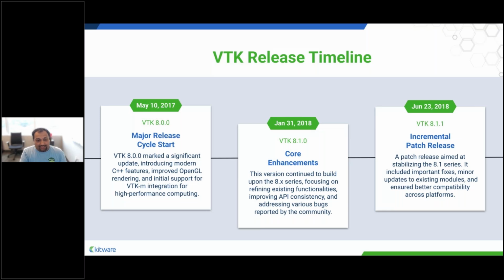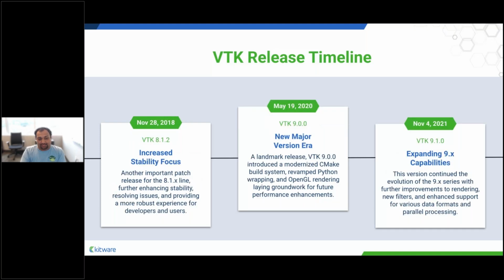Since then, it went through a few minor releases, and come 2020, we had the 9th major release of VTK, which introduced a modernized build system to make it much easier to split up VTK into smaller blocks, as well as some enhanced OpenGL rendering capabilities that introduced some mappers to VTK for mapping advanced data sets into different mapping layers, and it revamped the Python wrapping system.